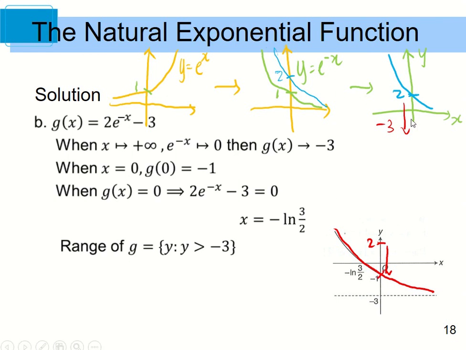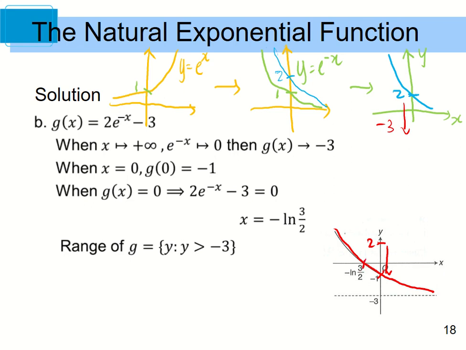Now, make sure that the asymptote moves together. So we have an asymptote here, y equals negative 3. This asymptote is used for us to find the range. Therefore, we know that the range will be y must be more than negative 3. To find this point, we let y equal 0.